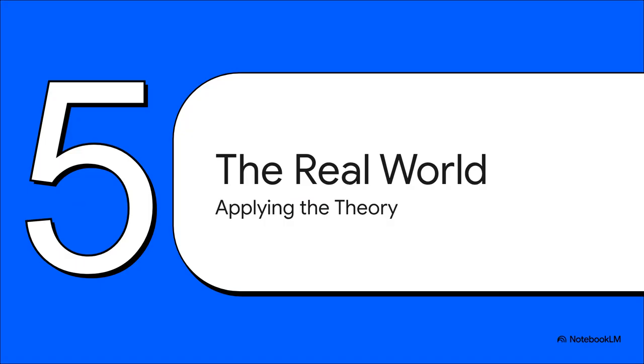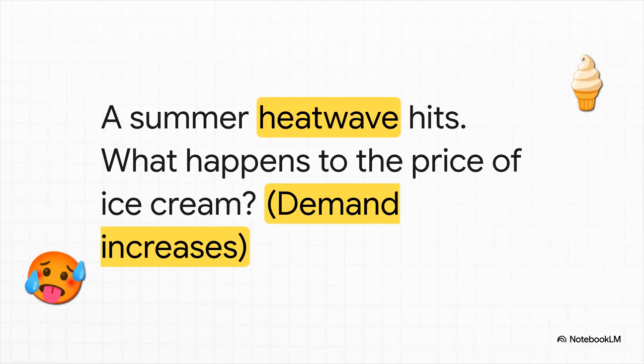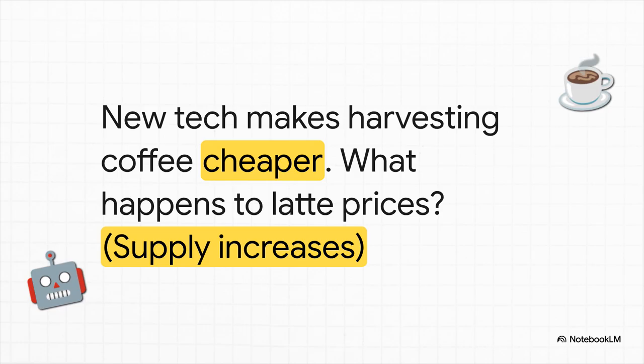Okay, the theory is great and all, but applying it is how you really nail the exam. So let's run through a few quick-fire scenarios just to see how this stuff actually plays out. First one, a massive heat wave hits. What happens? Well, suddenly, way more people want ice cream at any given price. That is a classic shift in demand. And the result? The price of ice cream is going to go up.